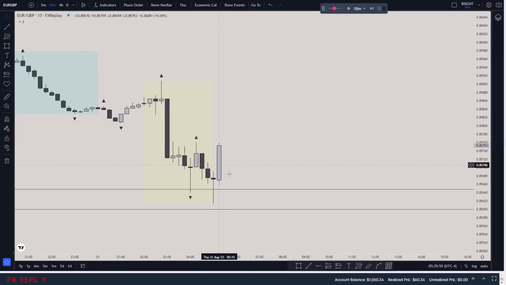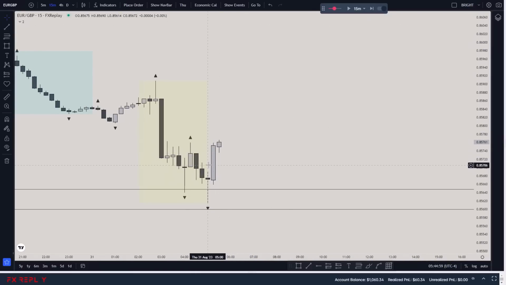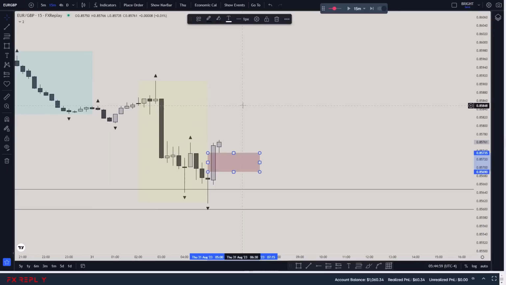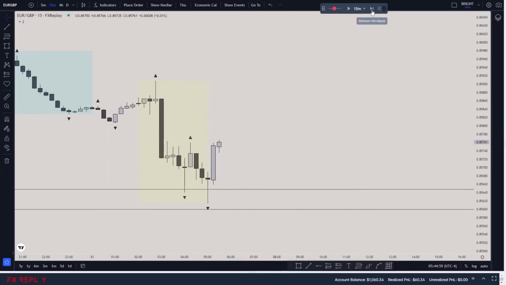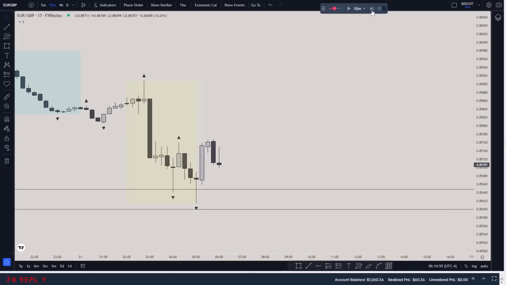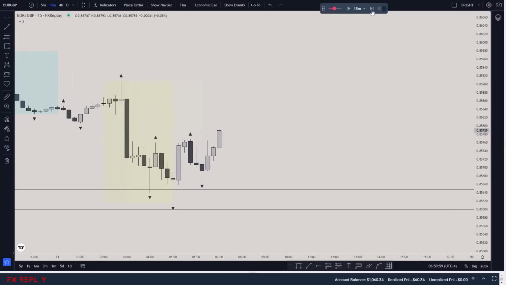I mean, we have a potential fair value gap here. So if it was in kill zone, we would be entering from this one, but we are out of the kill zone, so we can't do anything as of now. We're gonna wait for the New York kill zone. So let's see what happened. Price actually goes there and then started to go up.